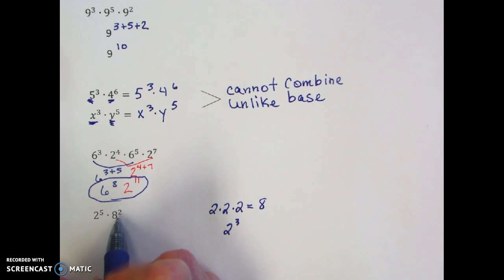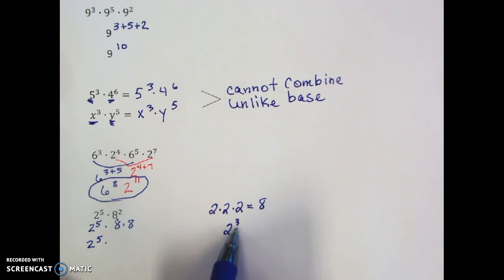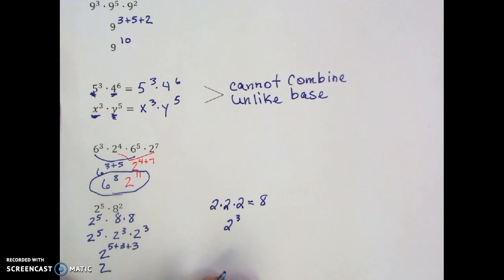It's saying I have 2 of these here. 8 squared means 8 times 8. So I have a 2 to the fifth and then an 8 times 8. Well, I just said 8 is the same as 2 to the third. So this 8 and this 8 can each be changed to a 2 to the third. And now I have a total of 5 and 3 and 3, which is 2 to the 11th power.